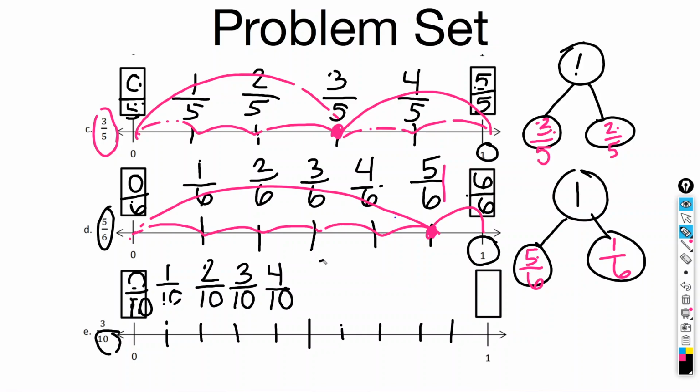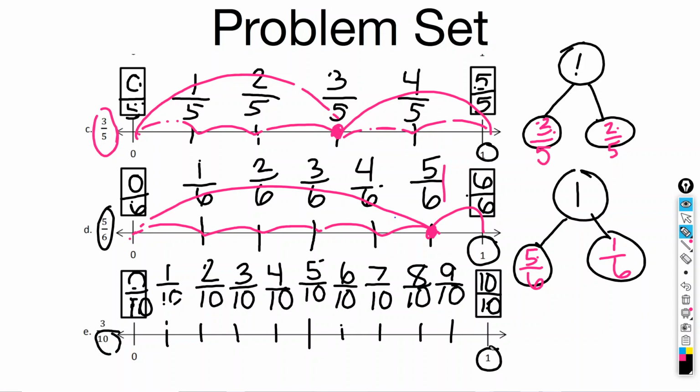4/10. 5/10. 6/10. 7/10, 8/10, 9/10, and finally all 10 pieces out of 10, 10/10, or 1 whole. Now it wants us to find 3/10, so I'm going to put a point at where my 3/10 is. And then I'm going to make my number bond.